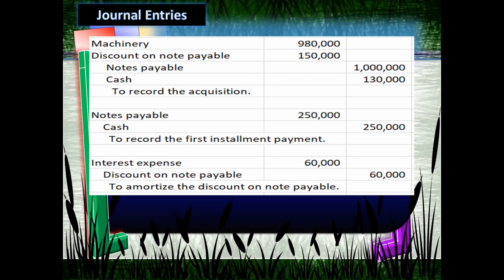So, that's why 130,000 yan. Okay, so the next entry here is the payment or the first installment payment. So, debit lang tayo ng notes payable. Then, credit tayo ng cash na 250,000. The last entry is for the amortization of the discount on note payable.